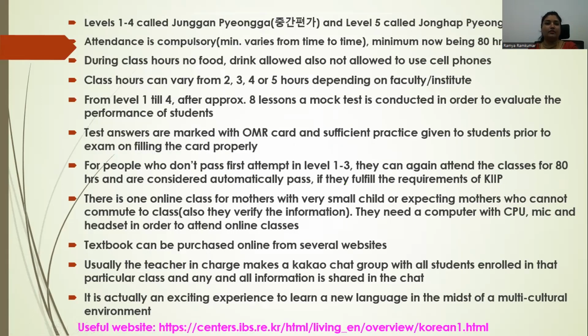And then these are some of the points which I thought are useful and important when you are joining KIIP. So levels 1 to 4 are called Jungan Pyongka, because they will be evaluating your Korean proficiency or knowledge. And level 5 is called Jonga Pyongka. I told you 100 hours class time, right? Attendance is compulsory for all the levels. And there is a minimum attendance. It can vary from time to time, but currently the minimum attendance is 80 hours out of 100 hours.